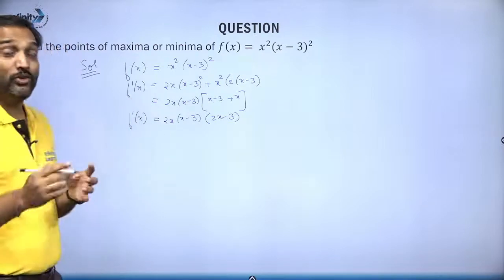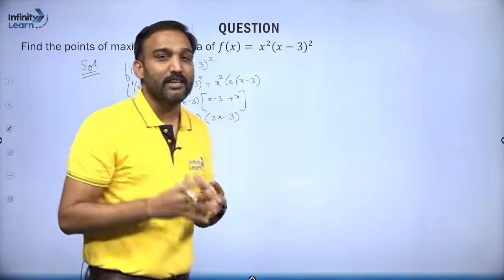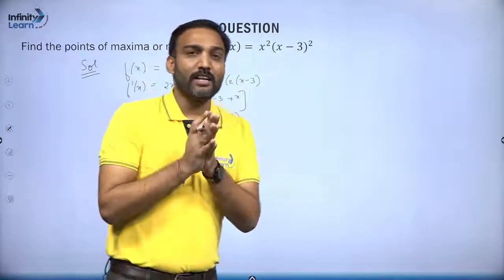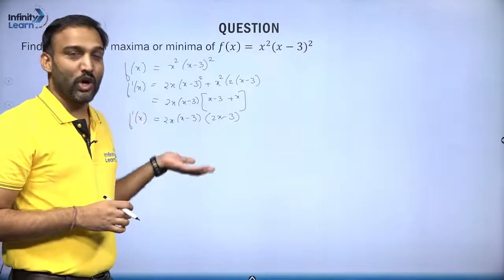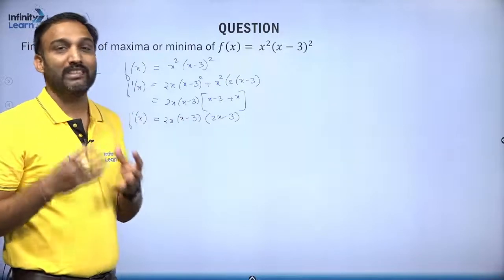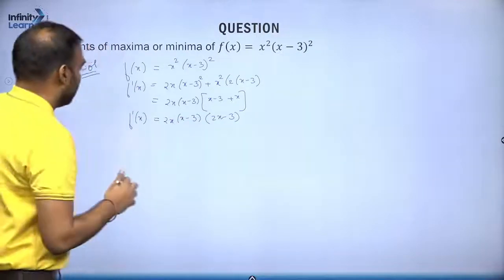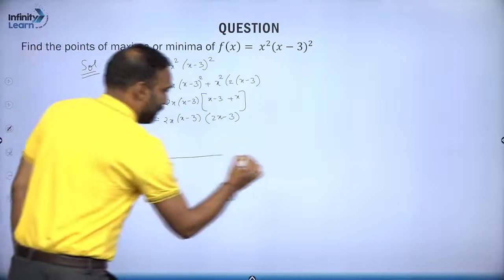Now I would be using a concept called as wavy curve method, right? Now in wavy curve method, we plot the critical points or the roots on the number line, and we plot the signs alternatively. So I hope each one of you know the wavy curve method.